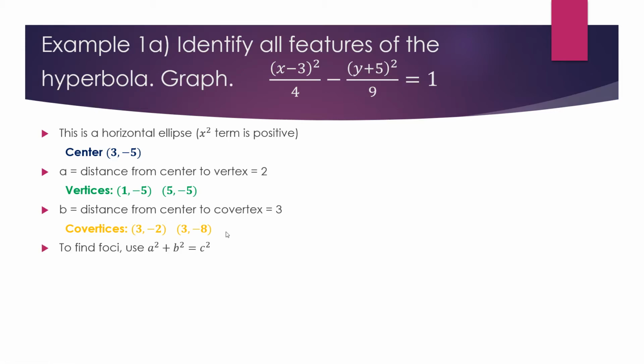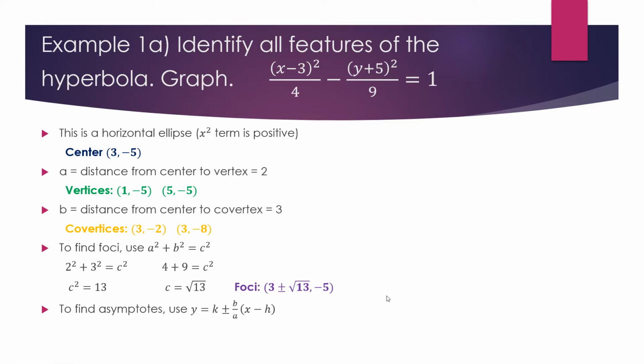To find our foci, we're going to use a squared plus b squared is equal to c squared. If we substitute in 2 for a and 3 for b, or here we have a squared and here we have b squared, so if you want to directly substitute in 4 for a squared and 9 for b squared, you can do that as well. 4 plus 9 is going to give us 13 for c squared, which means c is equal to the square root of 13. Our foci are going to be square root 13 spaces to the left and right of our center, which gives us coordinates of 3 plus and minus square root 13 comma negative 5.